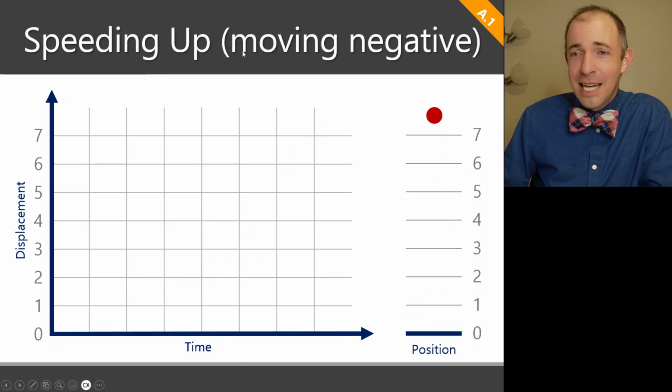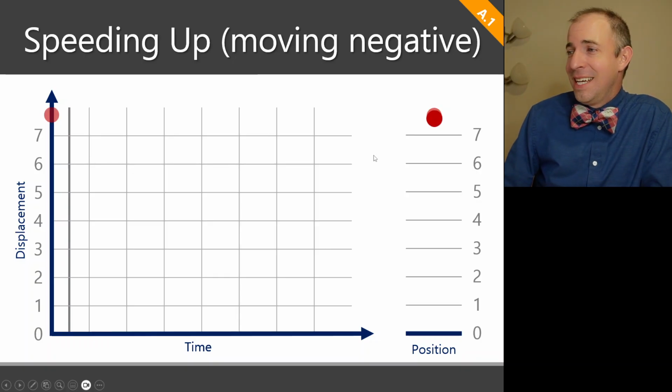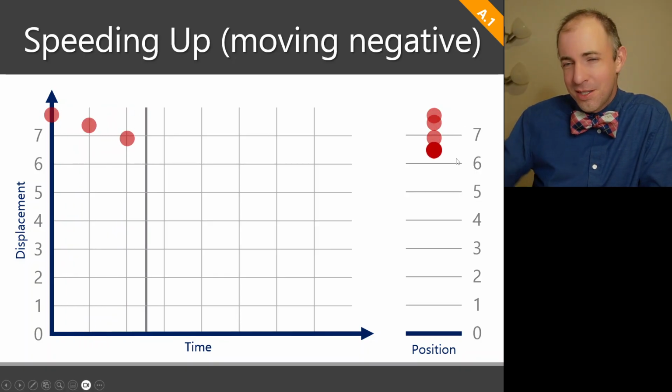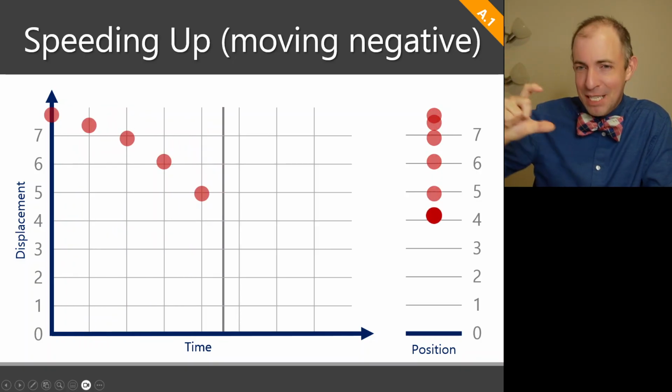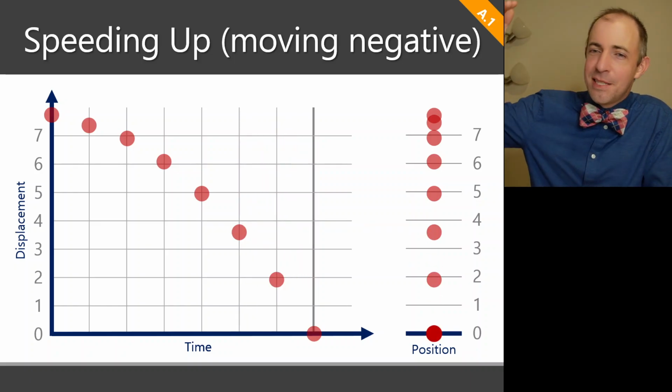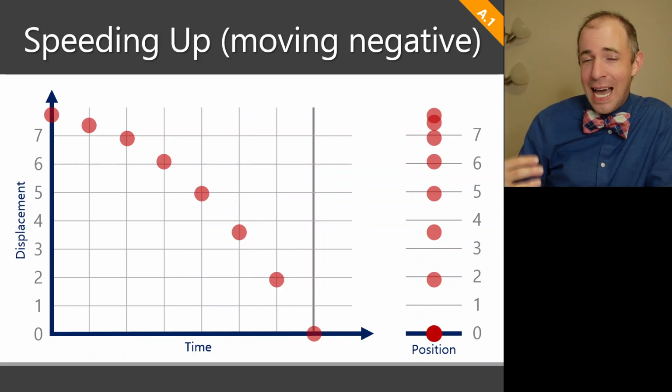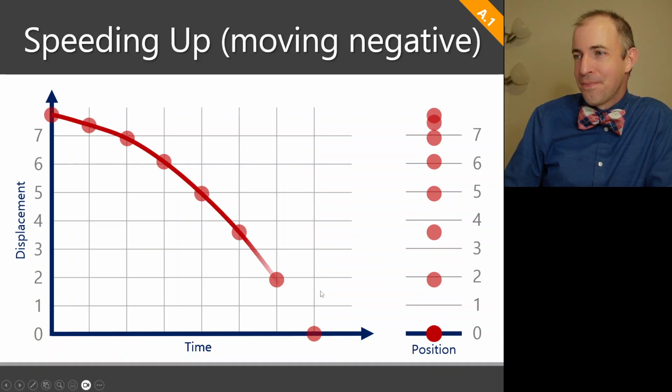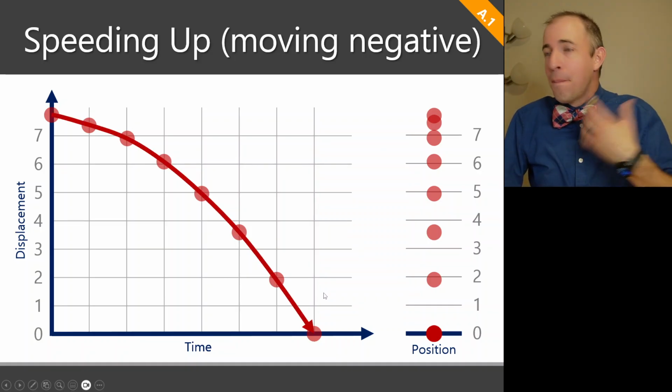If I show speeding up, moving negative, it's the same general motion. It starts close together and gets farther and farther apart as the time advances. But now, since it's moving negative, it is going down and getting steeper that way. So we see that curve. Both of these curves are showing that speeding up motion.